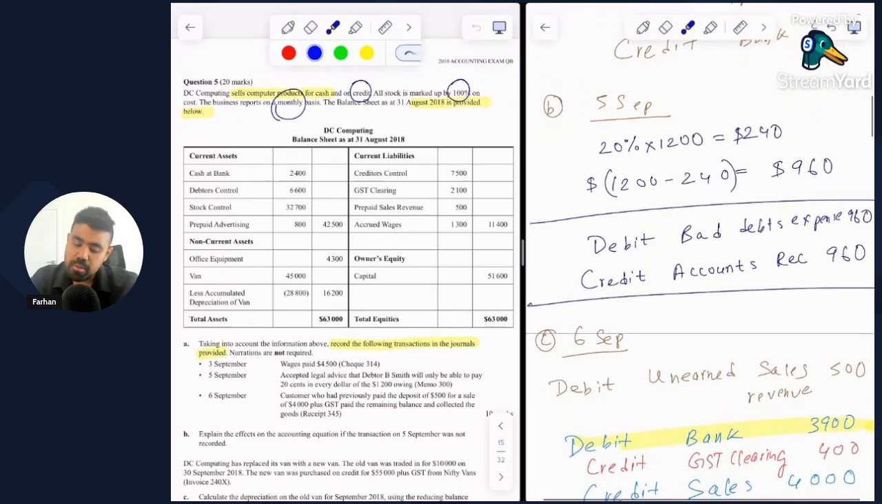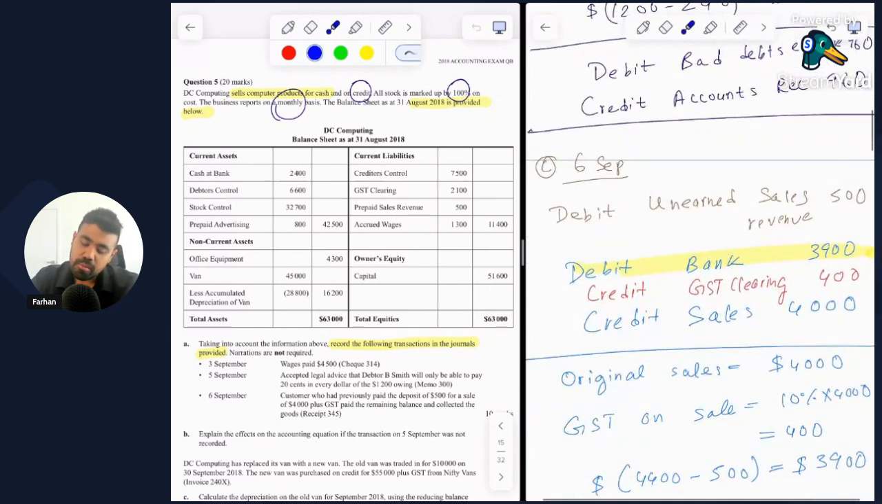So on the 5th of September, we're increasing our expense, which is the doubtful debts expense or bad debts expense by $960. Now, when our expense goes up, our profit goes down. And when our profit goes down, our capital available for reinvestment the next year also goes down. When you are crediting accounts receivable by $960, this means your assets are going down. Okay? What about the 6th of September?